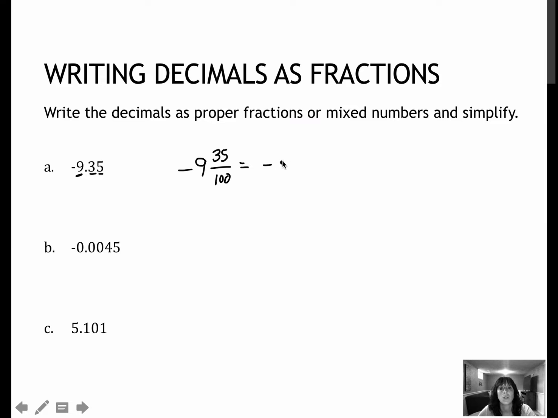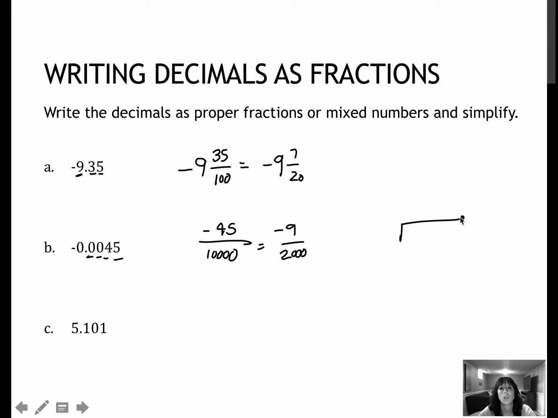Then I would reduce the 35 over 100, and notice this is the same question from the last page that we did. So for -9, I would divide by 5 on top, divide by 5 on the bottom, and that would be my new answer. For B, I have tenths, hundredths, thousandths, 10,000ths, so -45 over 10,000. Again, I would divide by 5. In this case, I would get a -9 on the top, and you could leave it out front as well. And then 5 goes into 10,000, 2,000 times.